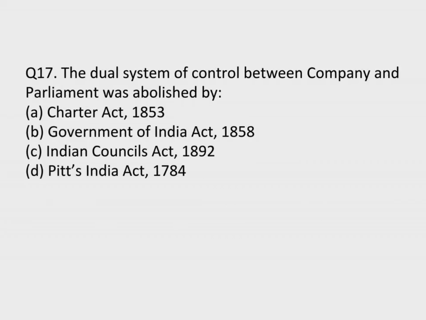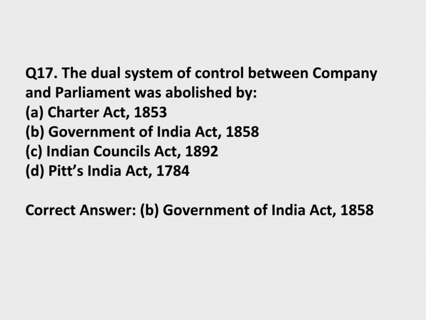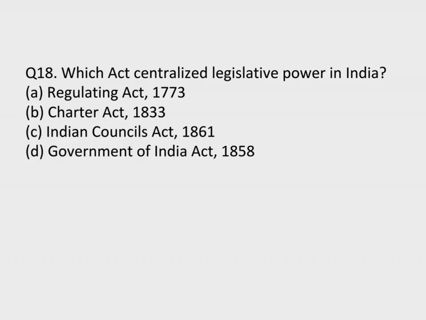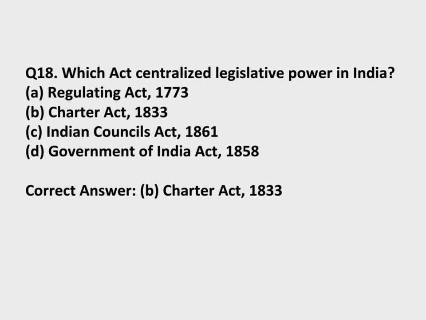17. The dual system of control between Company and Parliament was abolished by. Correct answer, B. Government of India Act, 1858. 18. Which act centralized legislative power in India? Correct answer, B. Charter Act, 1833.